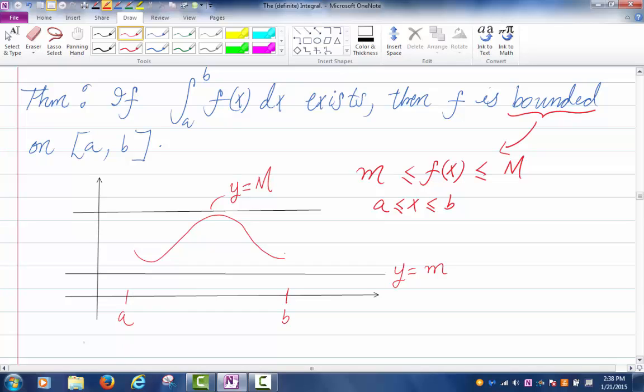When I say if the integral exists, then f is bounded, that statement is logically equivalent to saying that when f is unbounded, the integral will not exist. But if I say if the integral does not exist, then the function is unbounded, that's not equivalent. Is everybody okay with that?